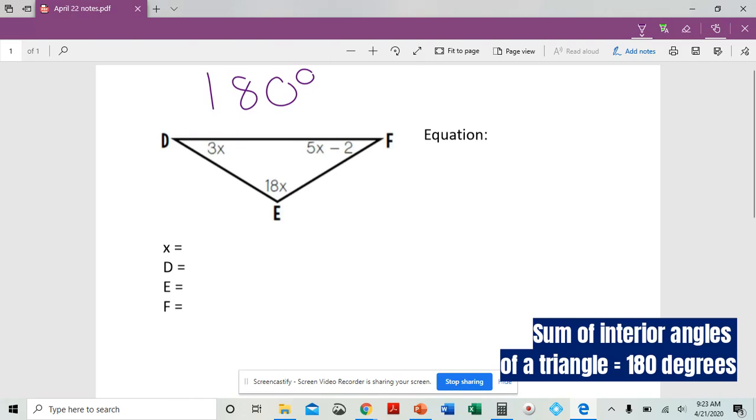I cannot tell you how important that is. That is something that you need to remember, especially going into geometry next year. It's going to be part of your life when it becomes your math problems. So make sure that you remember that.